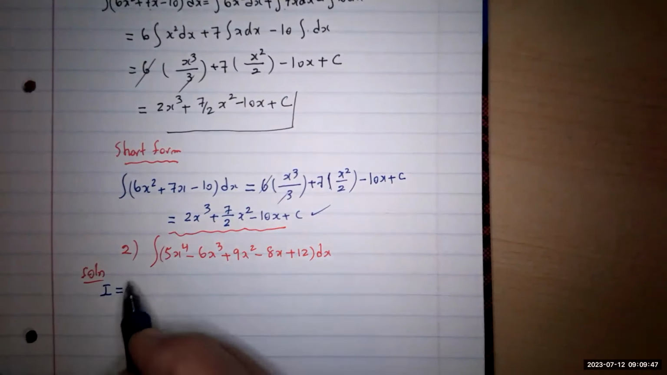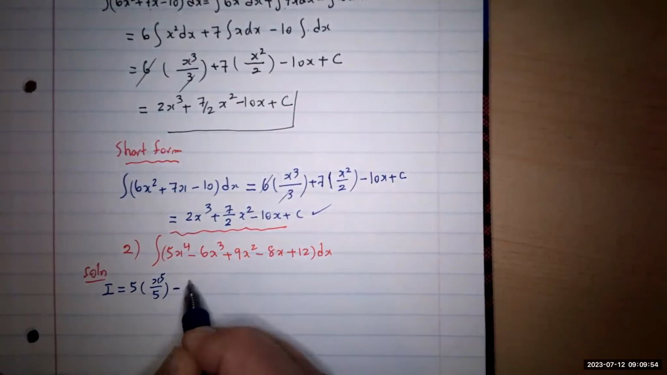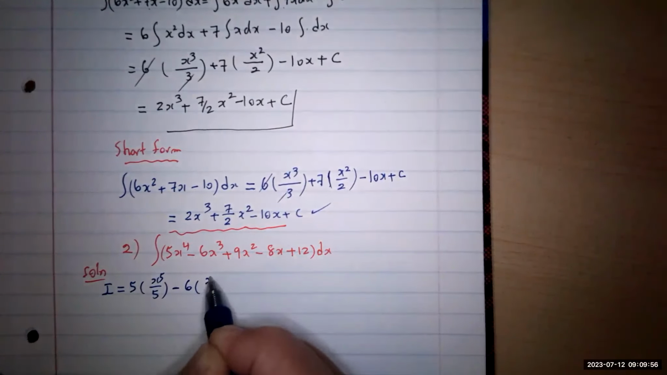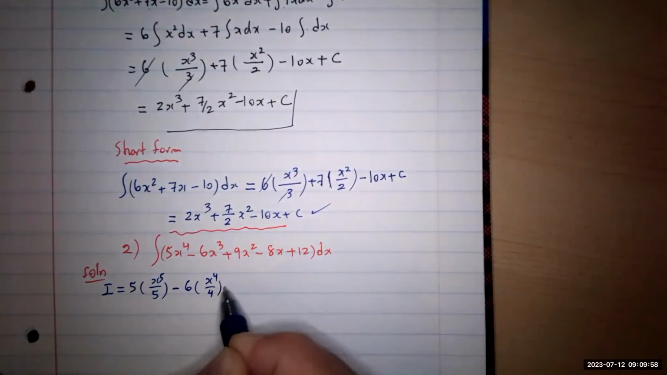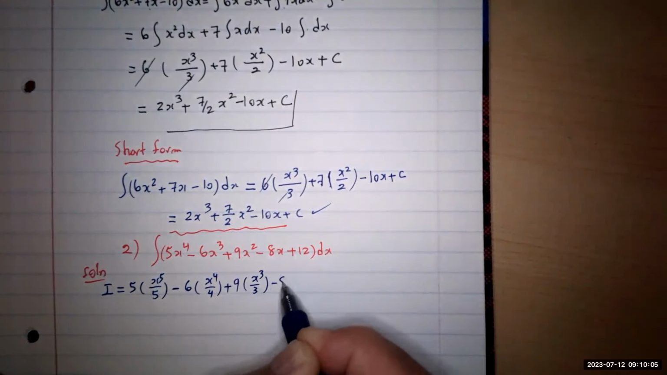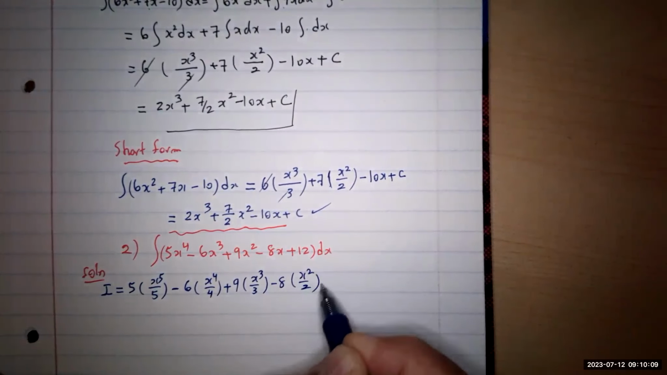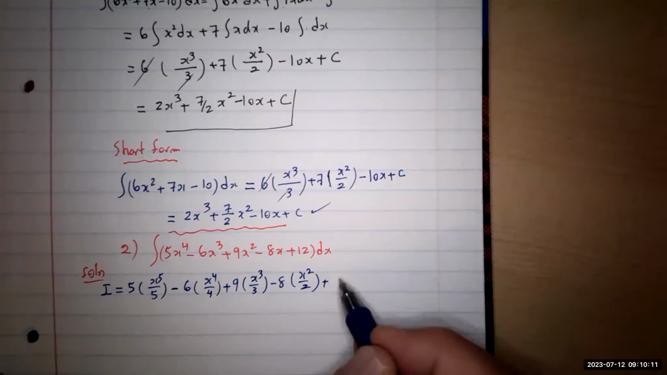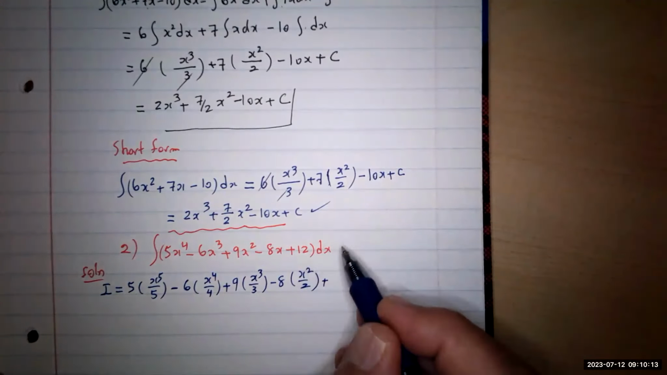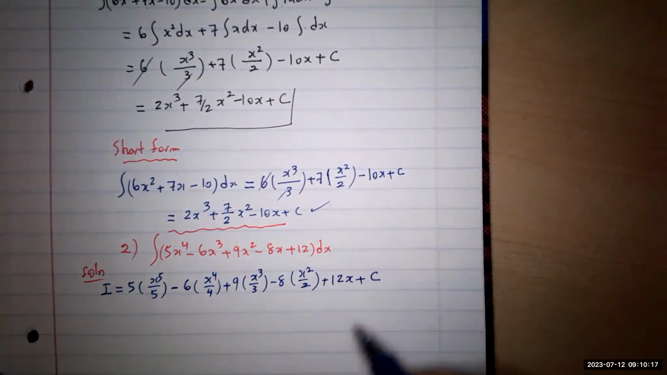So we keep the 5 as a number, move up the power: x to the 5th over 5. 6 is a coefficient, you move the power: x to the 4th over 4. 9 is a coefficient, you move the power: x cubed over 3. Minus 8 is a coefficient, move the power: x squared over 2. The integral of 12 is 12x, because this is 12x to the 0. It's going to be 12x. Make sure you include the constant.